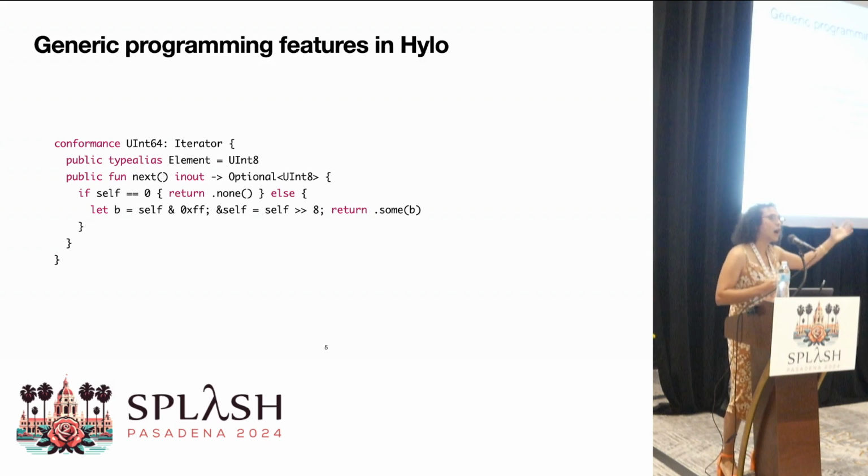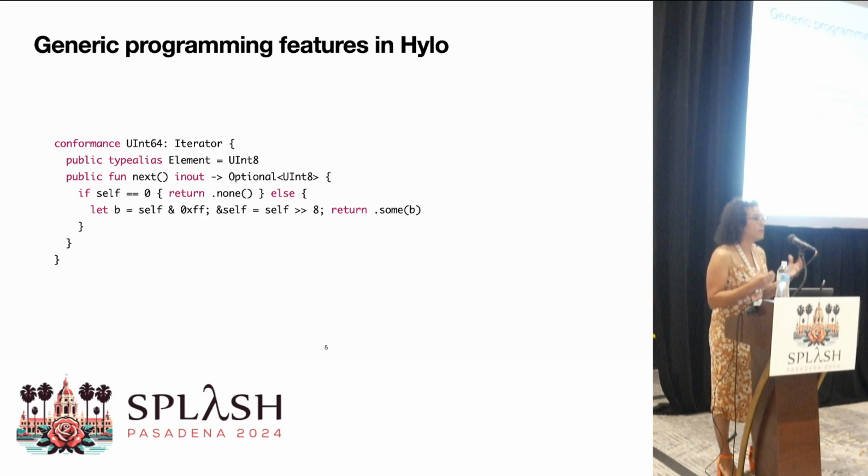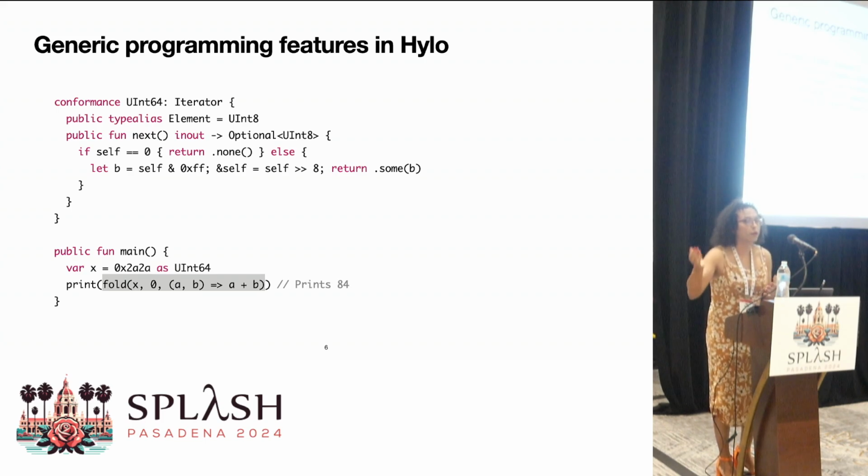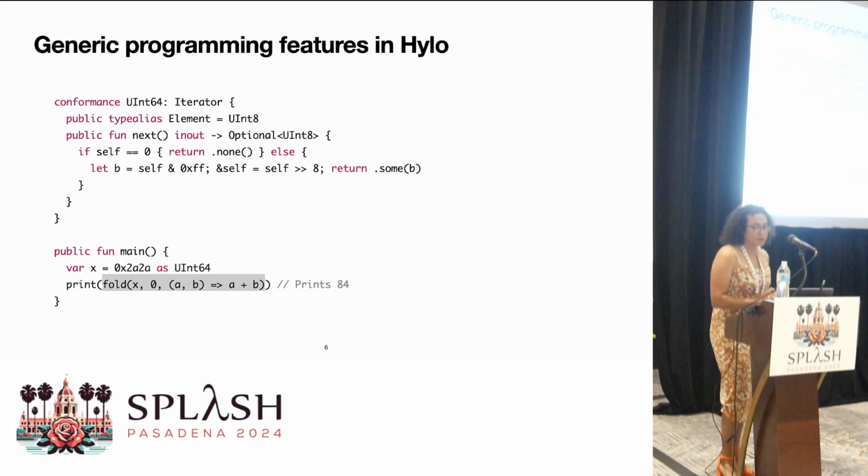The point is that now, for the rest of my application, I can treat these 64-bit integers just as if they were iterators. So putting everything together, I can finally call my generic function without much ceremony. Here, for instance, I'm just calling fold. Well, I'm iterating over my buffer, which is represented by an integer.